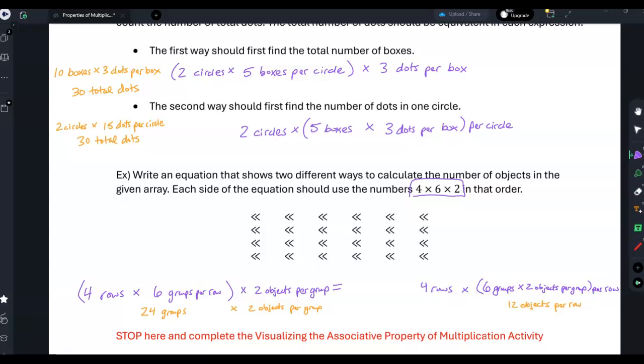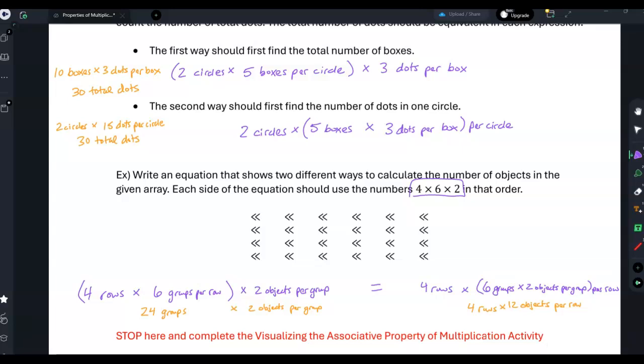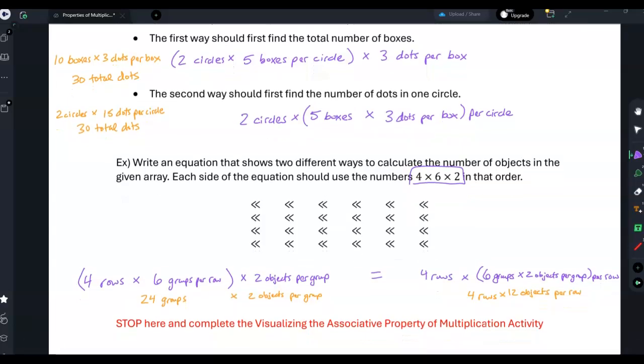So this is still the same order, 4 times 6 times 2. It's just that I've changed the parentheses, and changing the parentheses is just thinking of it a different way. Do you want to find how many objects are in each row first and then multiply that by the rows? Or do you want to find the total number of groups first and then multiply that by the fact that there are 2 objects in a group? You're going to get the same answer either way, so we should just have an equal sign between these. Either way, if I work this out, I end up finding that there are 48 objects. So at this point, you should stop and complete the next activity.